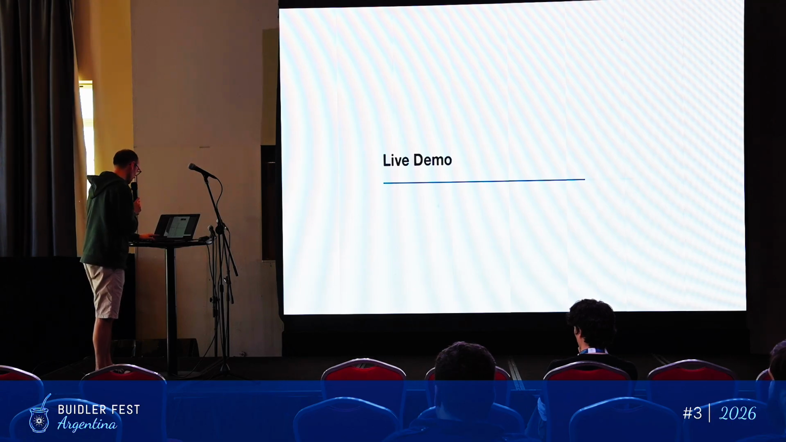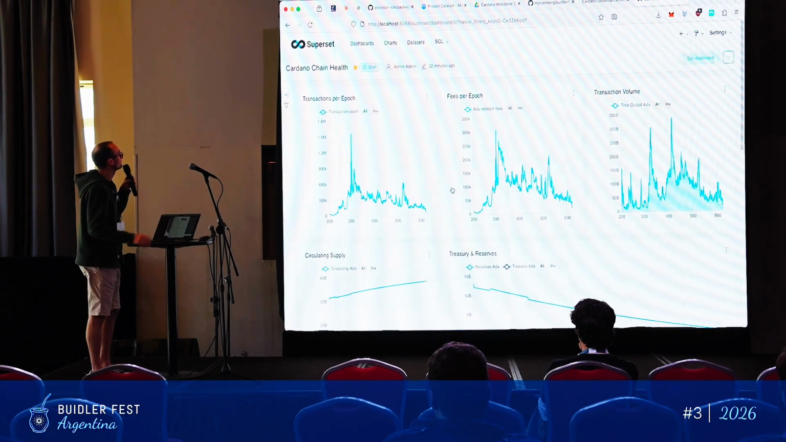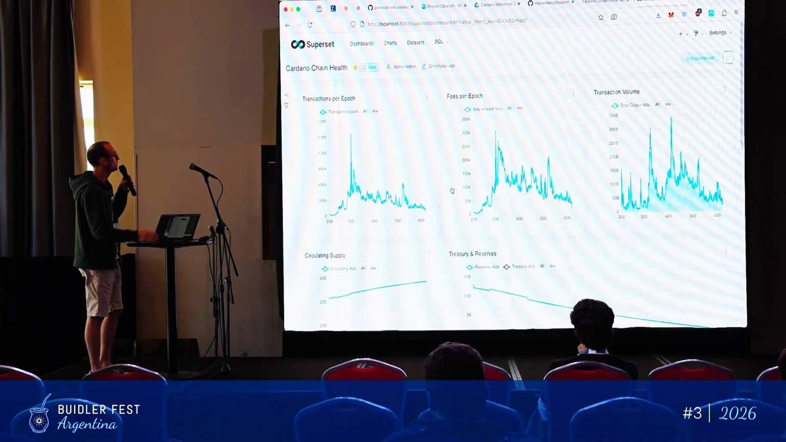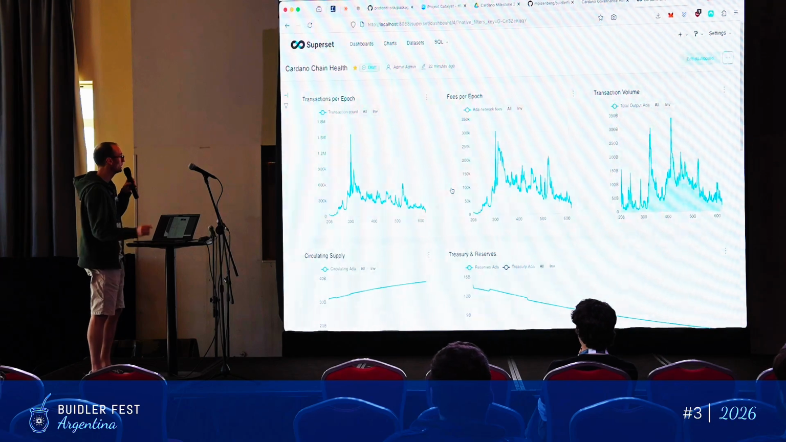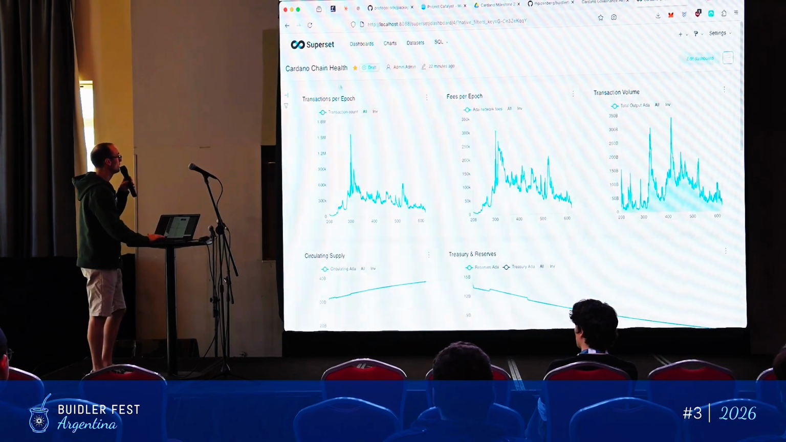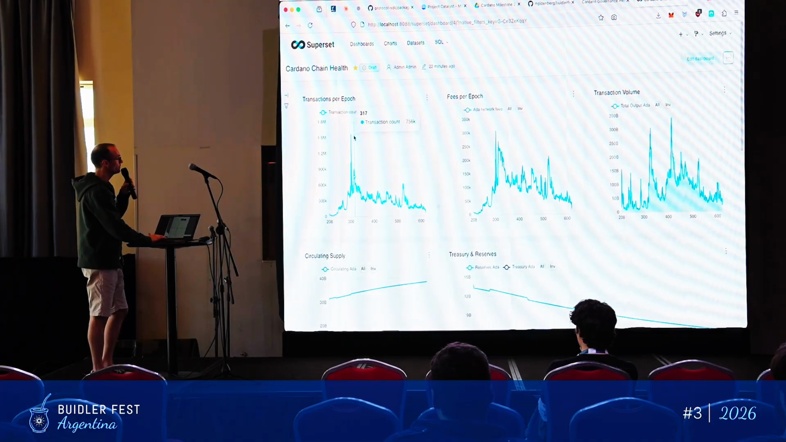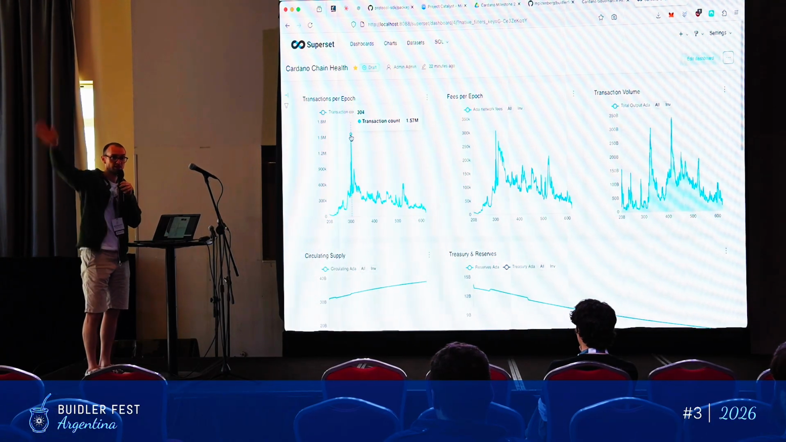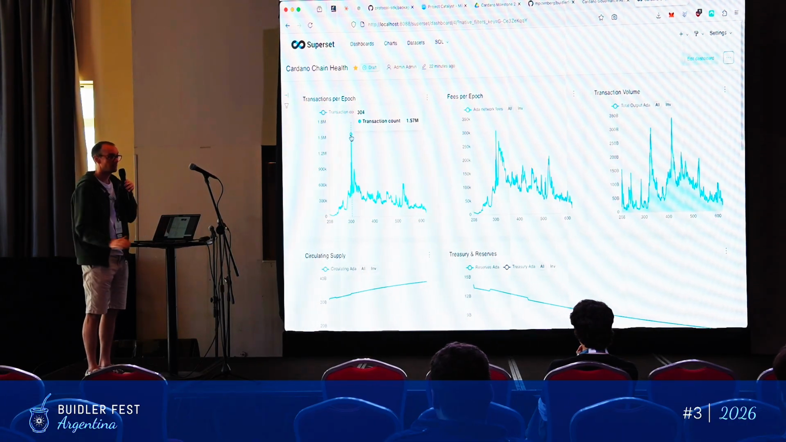So instead, I will show something else, which is what you saw here. These are generic Superset charts about Cardano chain health in general. You have things like the transaction amount per epoch. So I guess you can probably know what happens here. Who knows what happened at that time? Raise your hand if you have any idea.